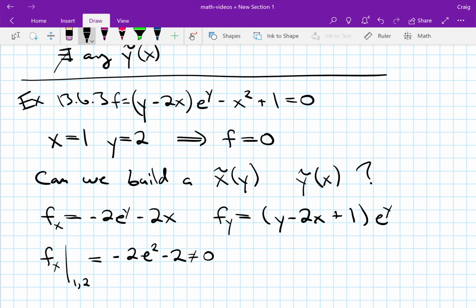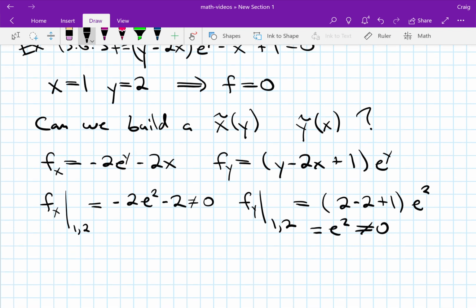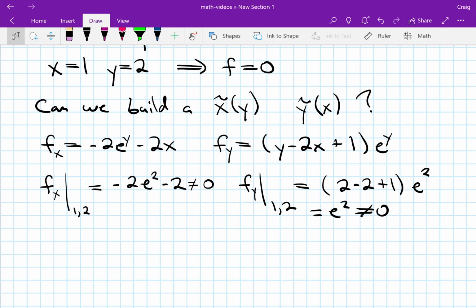Then if I look at f_y, the y partial, evaluated at x equals 1, y equals 2, that's going to be 2 minus 2 plus 1 times e to the 2, also known as e to the 2. That's not equal to 0. So what the theorem tells us is that I can either consider x to be a function of y or y to be a function of x starting at (1, 2), and I can build a perfectly legitimate function, either x tilde of y or y tilde of x.